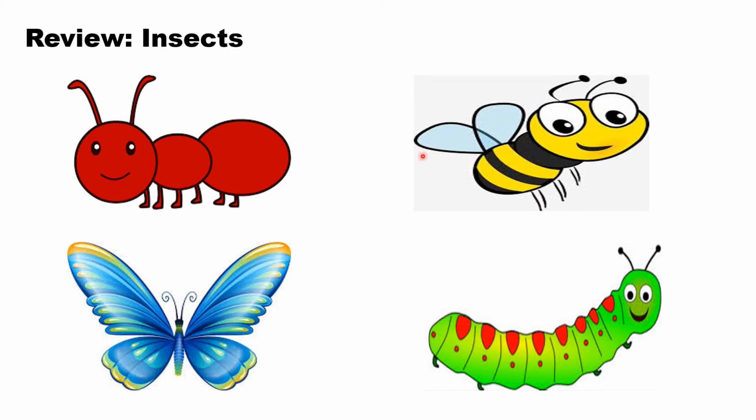Before we proceed, let us review your previous lesson, which is insects. Can anyone tell me what kind of insect is this? Yes, very good. Ant. How about this one? Bee. Good job. And the third picture? Butterfly. And the last picture, caterpillar. Very good.